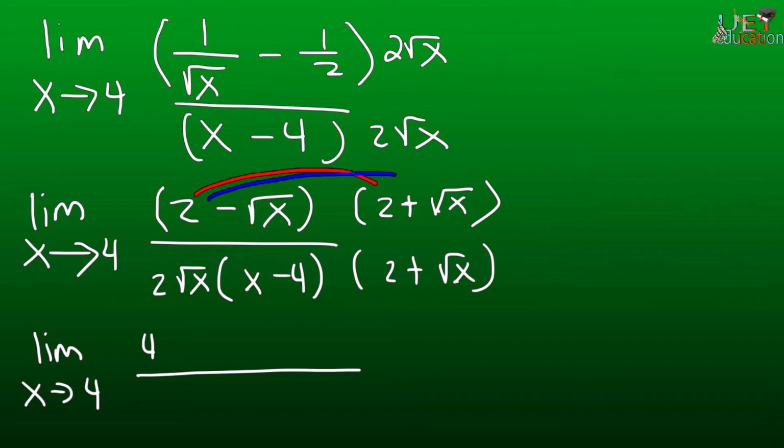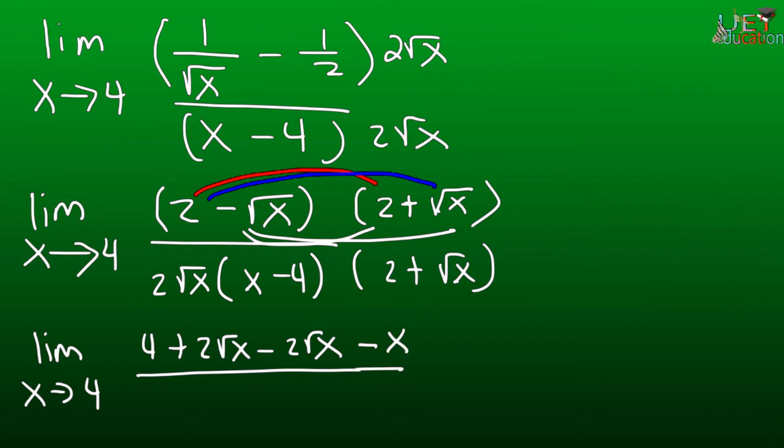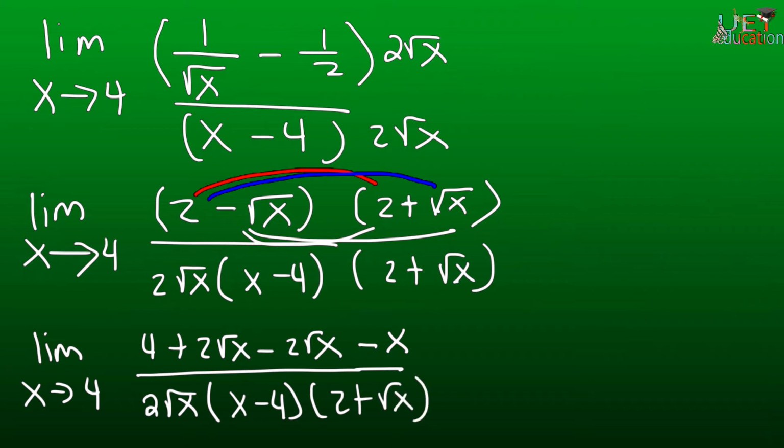And then we have 2 times the square root of x. And then these two, that's going to be negative 2 square root x. And negative square root x times positive square root x is going to be negative square root x squared, which is negative x. And in the denominator, don't FOIL, just rewrite what you have. If you follow these steps, it won't be that difficult. So now 2 and negative 2 adds up to 0.